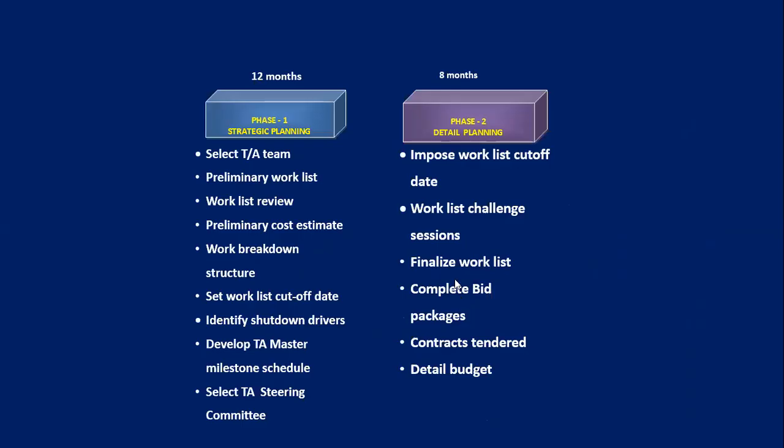Now I will explain the certain points you have to do in your strategic planning, such as selecting the turnaround team and preliminary work list review. We are going to understand how to do all these things. Then in phase 2, you have to do all these other things. One by one we will explain, but everything is connected with your understanding of how your scope of work is being listed.